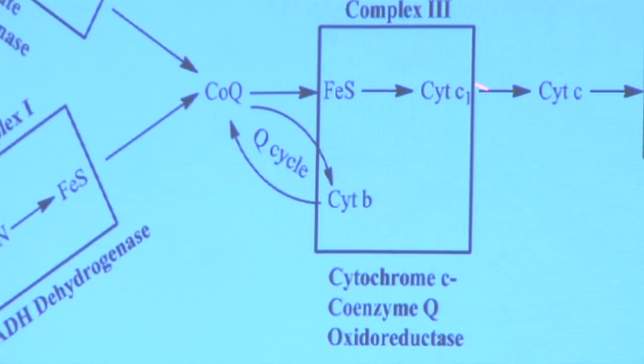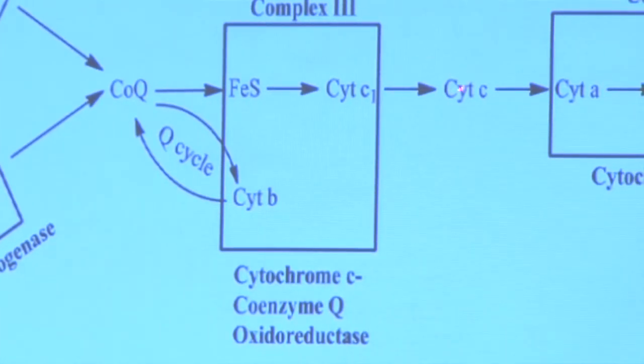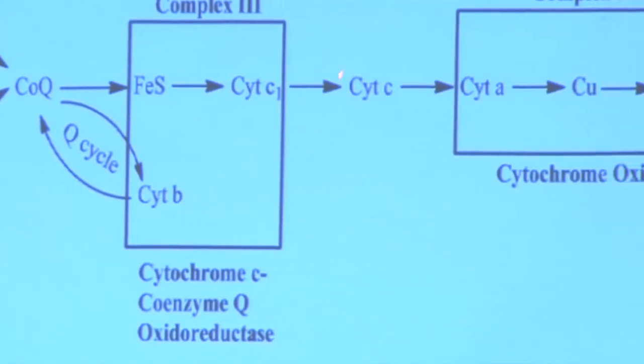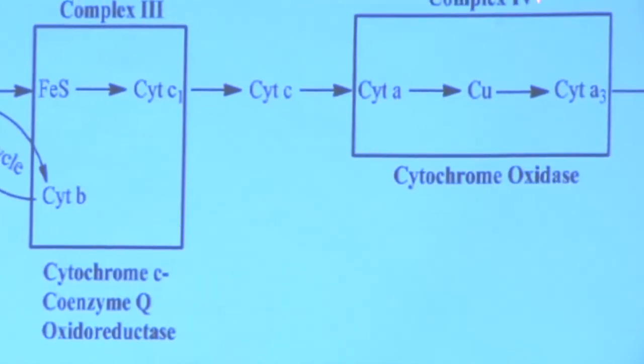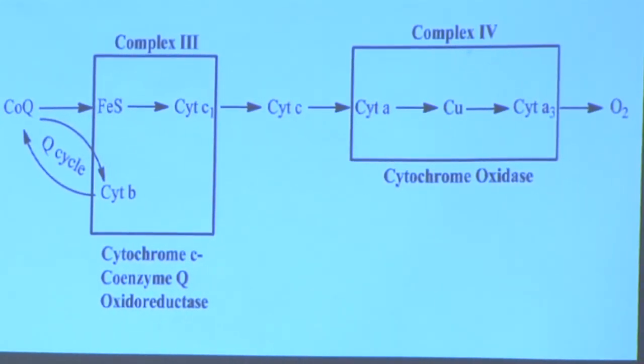Cytochrome C1 will then pass the electrons to the soluble carrier cytochrome C. And that's our link again between complex 3 and complex 4. Cytochrome C hands them off to cytochrome A within complex 4, which then shuttles them off to copper, then to cytochrome A3. It's a really nice picture of how it's in line, a little more complex than that. But finally, cytochrome A3 will hand them off to oxygen, forming water.